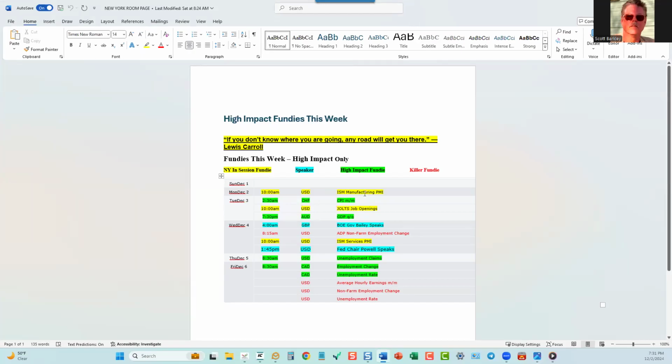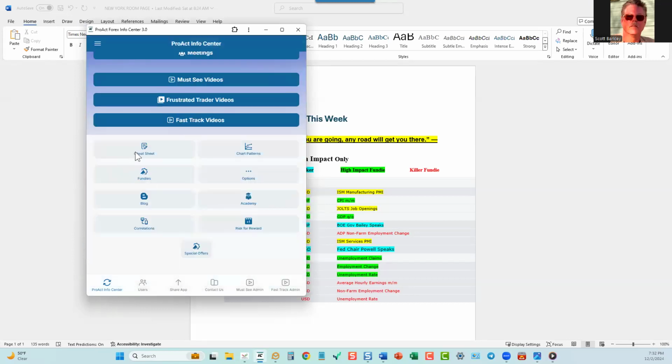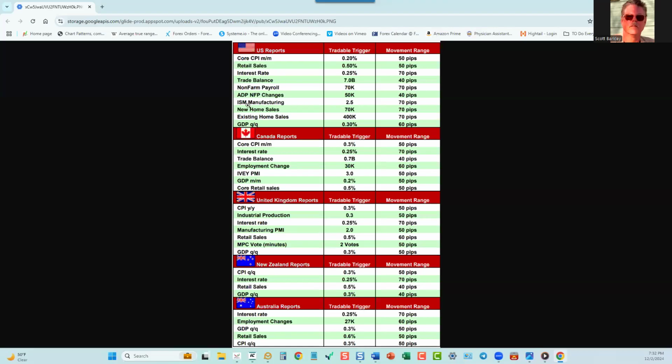Okay, today we had ISM manufacturing. Tomorrow we got JOLTS, and JOLTS lately has been a big deal. And when you go down here to your IC, and let me go back to it here, you'll see there's a cheat sheet here, all right? Now, this cheat sheet does not have JOLTS on it because it was made before JOLTS came out and became a big deal. But these are the major things and the triggers that you can use, that's right there in your IC.